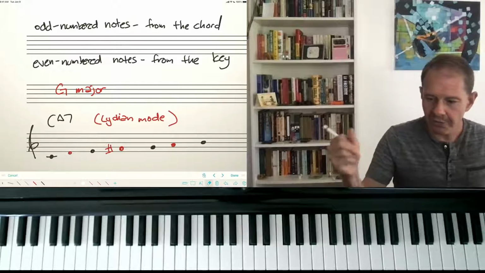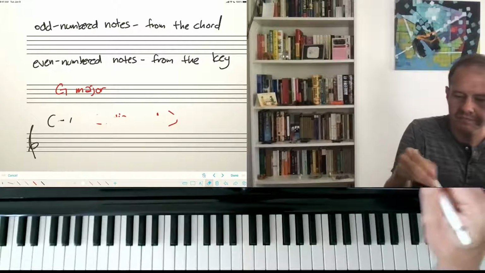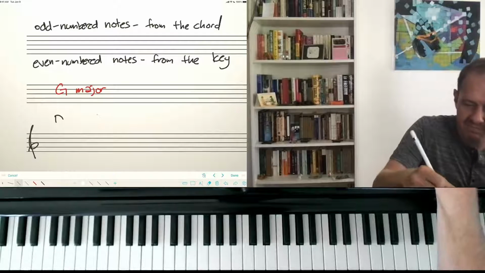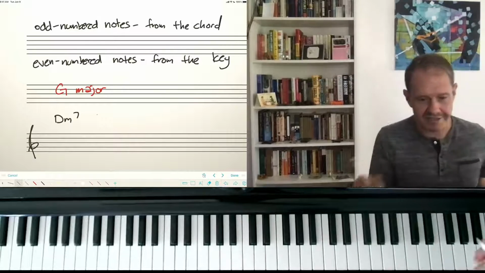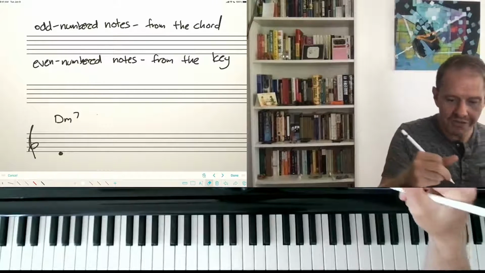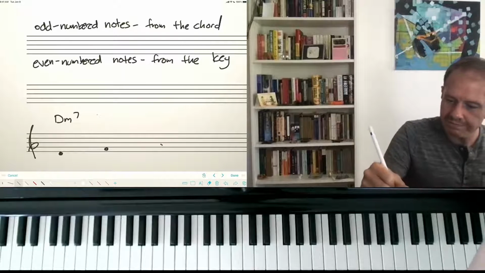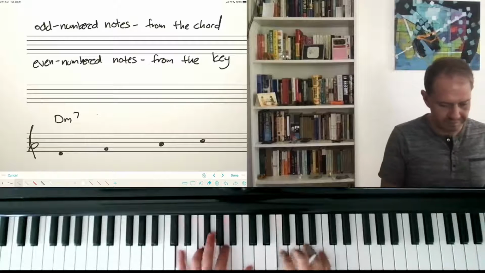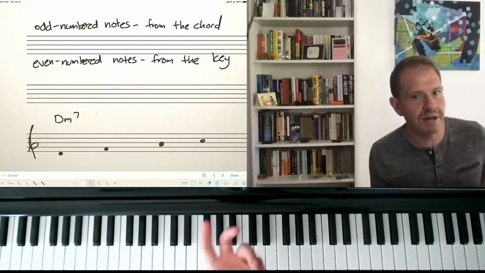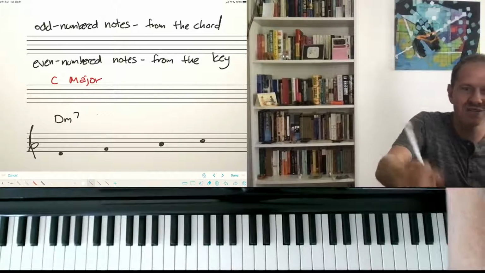Let's take another example hypothetically, and then maybe we can look at some tunes. Okay, so let's take a D minor 7. No matter what, the 1, 3, 5, and 7, the odd numbered notes, are going to come from the chord, right? They're going to be the notes of the chord. Now, where do we see D minor 7? Most probably within the key of C major, right? It's the 2 in a 2-5-1.